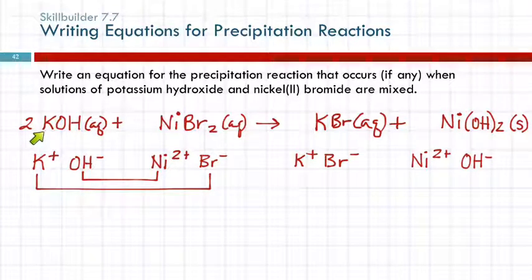Oh, well, that messed up my potassiums. So now I've got 2 potassiums. Let's go fix that before we forget. I need to put a 2 over here. So 2 potassiums. Okay, let's go on. Nickel. There's 1 nickel and 1 nickel. 2 bromines and 2 bromines. There we go. Any questions?